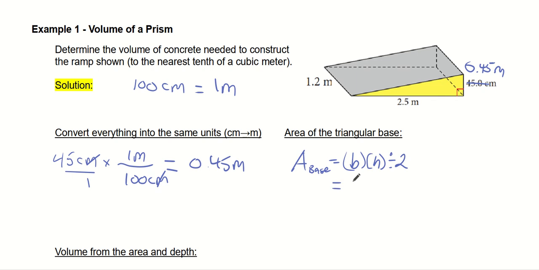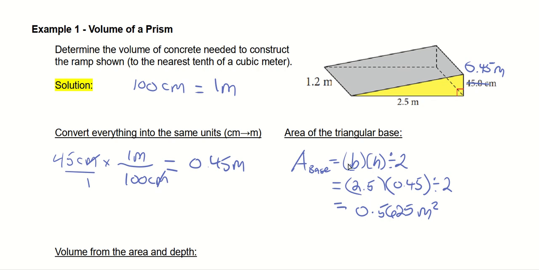The base here is 2.5, that's in meters. Height is 0.45, and it's divided by 2. I'm going to go down here because I'm running out of space. And that is about 0.56565, and the units are meters squared. Again, an area will always be squared.